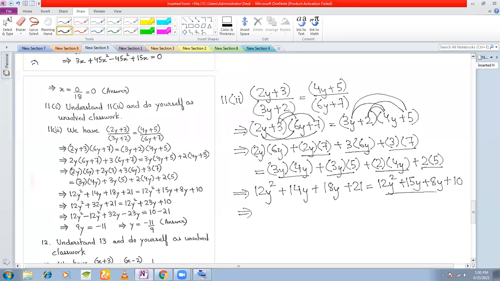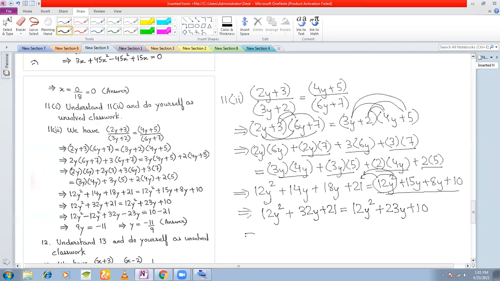Now you bring all this on this side. So 12y square is already there. This 12y square you're taking on the other side, so this will become minus 12y square. Before that, let us simplify a little before bringing everything on one side. So you have 12y square plus 18 plus 14 will give you a 32y plus 21 is equal to 12y square plus 15 and 8 will give you 23y plus 10.